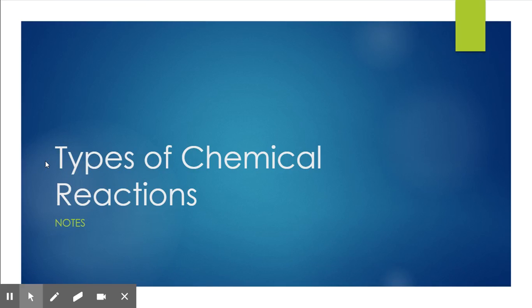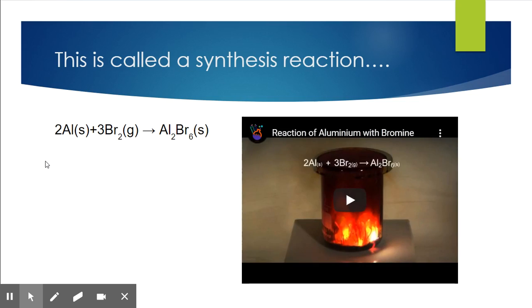Types of chemical reactions. So this first one I want to show you is called a synthesis reaction. You notice that we have a balanced chemical equation here of aluminum and bromine on one side and aluminum bromide on the other. And so you have these two elements which yield one compound.